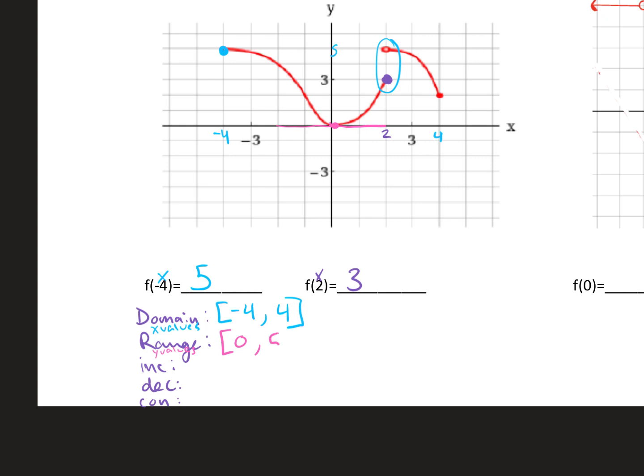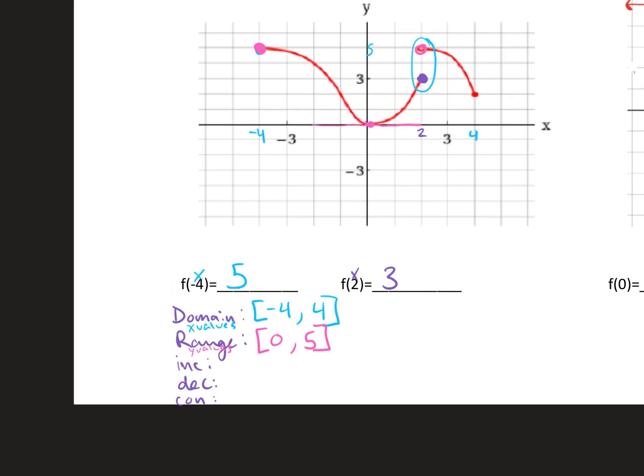5. And that would also get a bracket. Even though this has an open circle, this one has a closed circle here, so the closed circle means that we still include 5, so it gets a bracket. Any questions on the domain and range here?